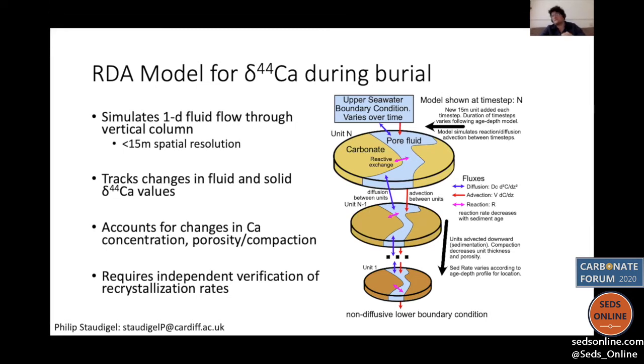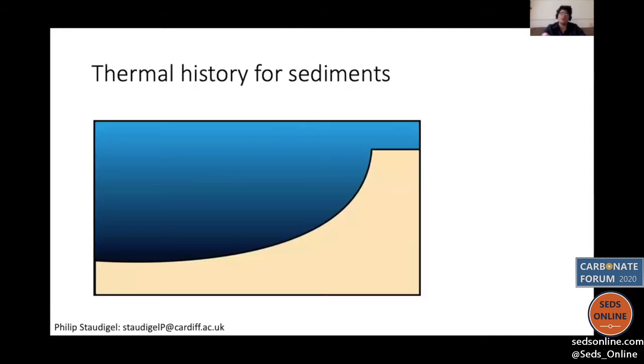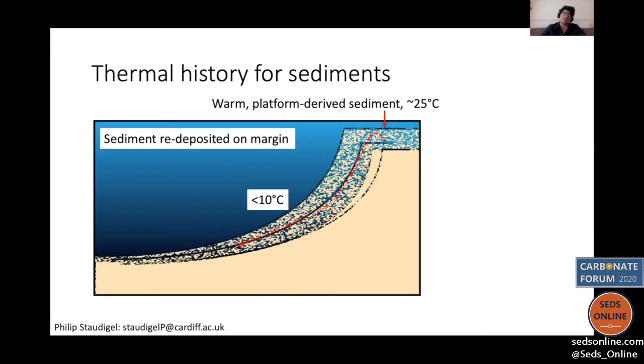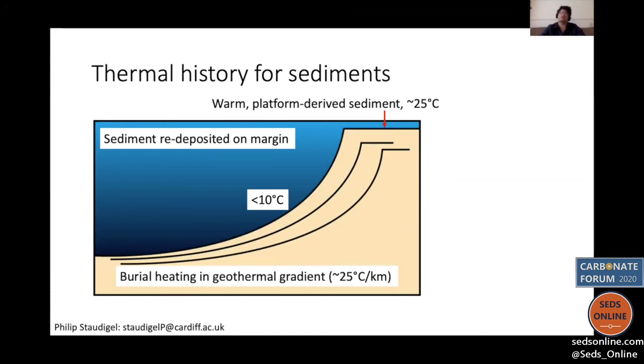The reason clumped isotopes work is because they are sensitive to the temperature at which minerals form. And so if we look at the thermal history of these sediments during burial, you can see why clumped isotopes are useful. Sediments form in generally warm surface waters and are then subsequently deposited into the much cooler benthic temperatures, but then are subsequently buried within the geothermal gradient.